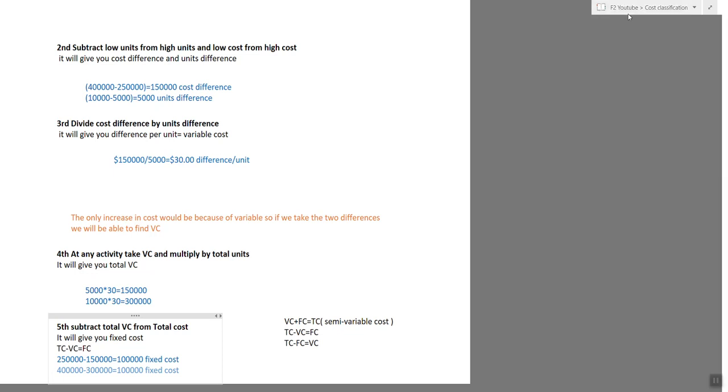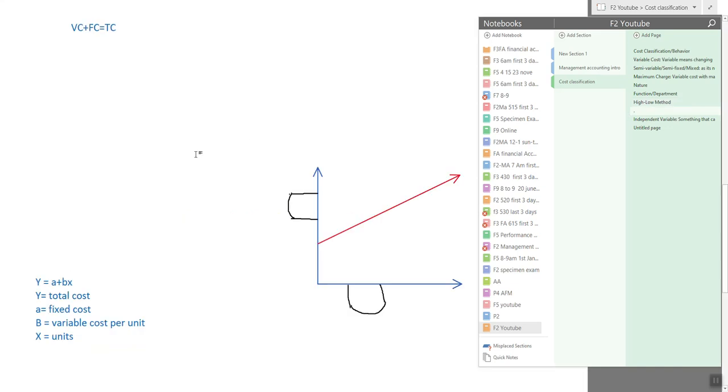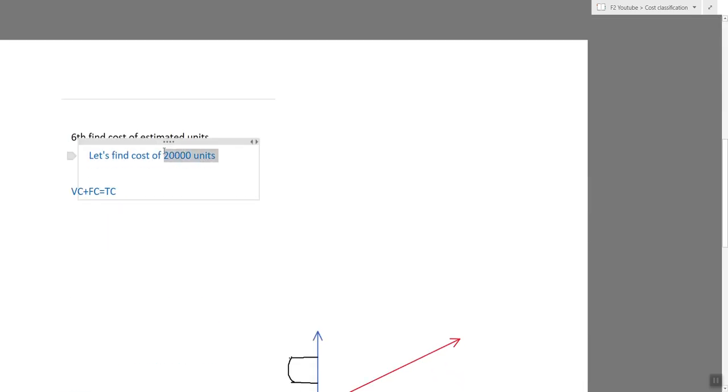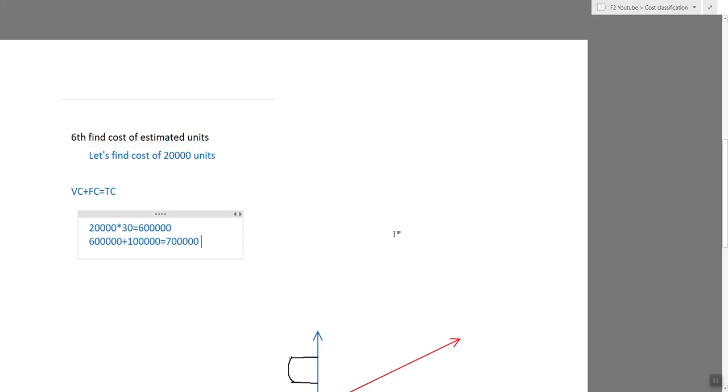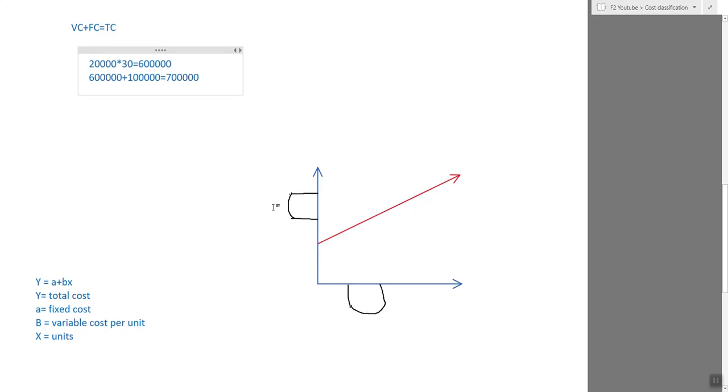Now once you do that, you can predict the cost of any activity. Let's say we want to predict the cost of 20,000 units. What we can do is take 20,000 multiplied by 30 variable cost. It will give us total variable cost. Take that, add fixed cost with it. Remember, fixed cost stays the same no matter whatever the activity level is. So we will have total cost.